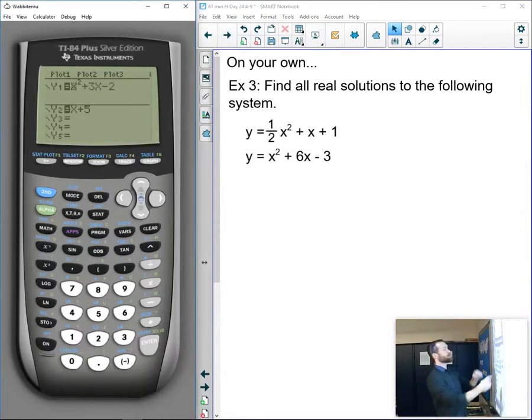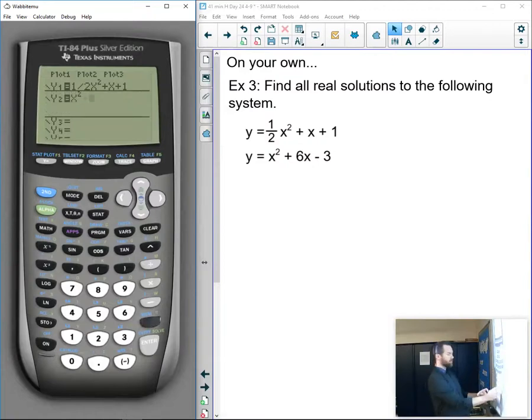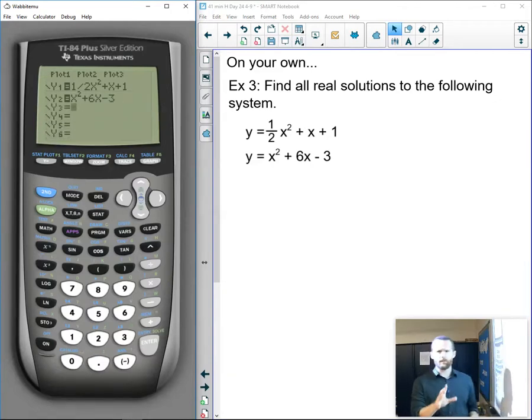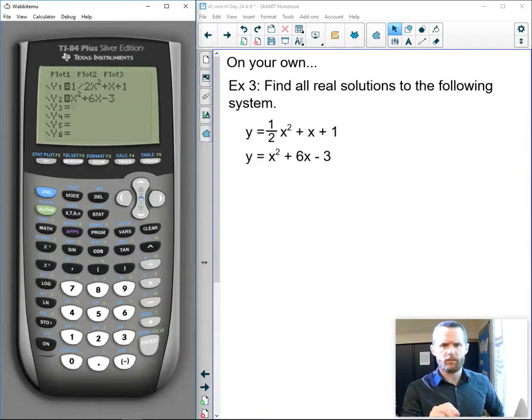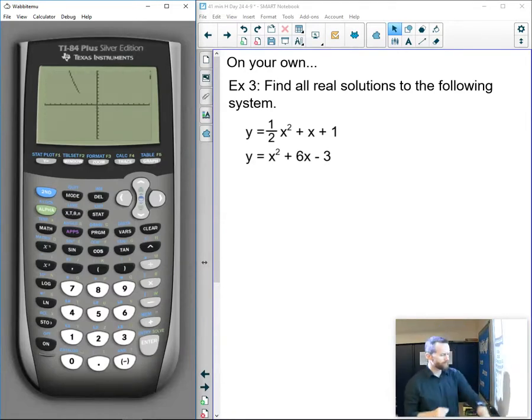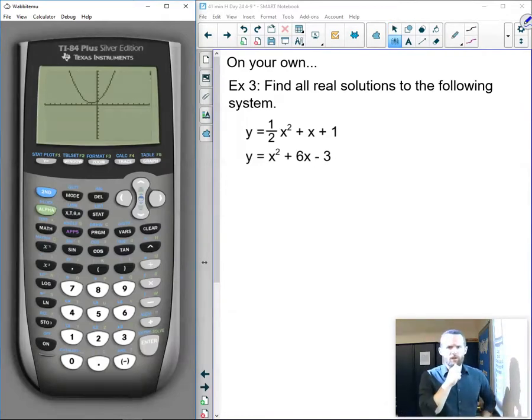Hit y equals, clear out everything from the last example. The first one is 1 divided by 2 times x squared plus x plus 1. Okay. Now the second one is x squared plus 6x minus 3. Let's make sure I type them in correctly. One half x squared plus x plus 1 and x squared plus 6x minus 3. Very good. Then we hit graph. And let's see what we're looking at.